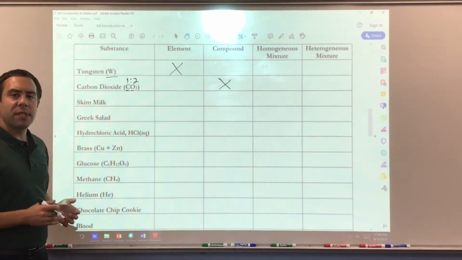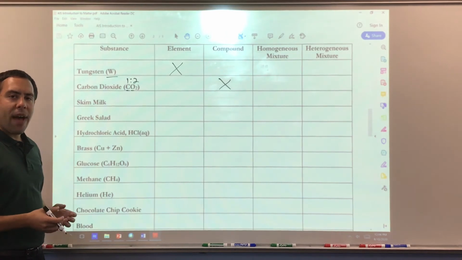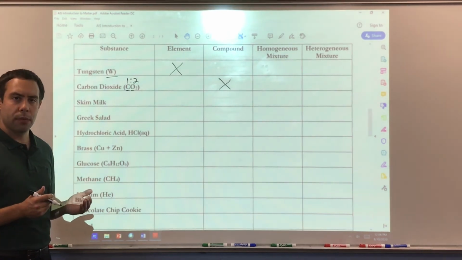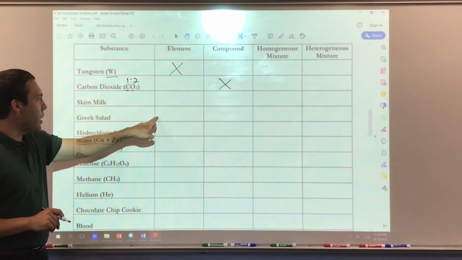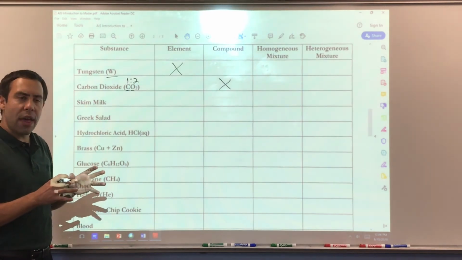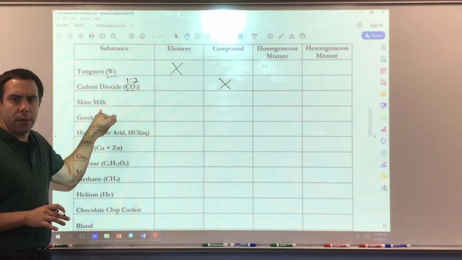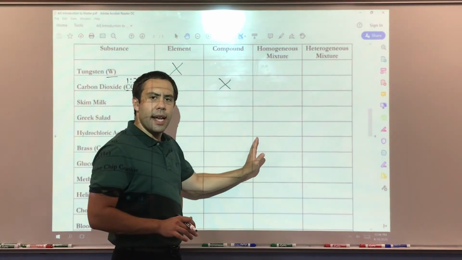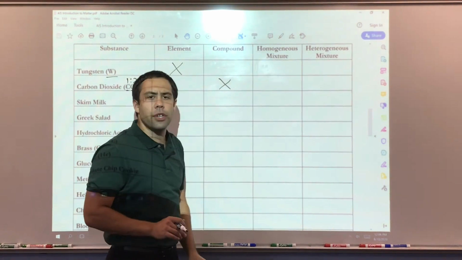For the third one, we have skim milk. Now, if I have skim milk, I'm picturing a glass filled with this white liquid. Now, there's no element known as skim milk, and you can't put a couple elements together and make a compound and have skim milk. Therefore, skim milk must be a mixture. It must be on the right side of the data table, either a homogeneous or a heterogeneous mixture.